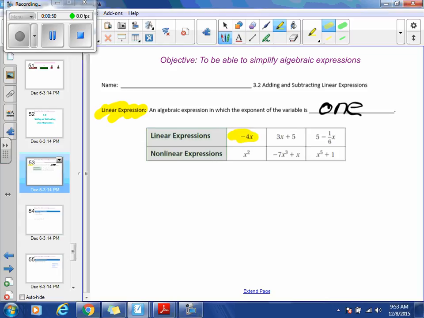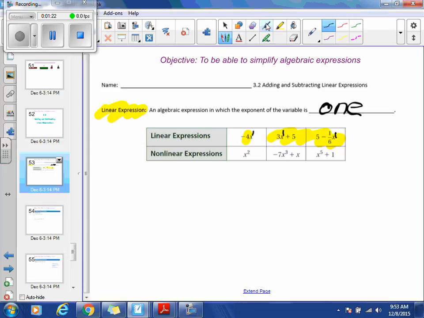So we're going to look at this first example. That is a linear expression because there's only one x. So if we wanted to, we could put a little exponent of 1 on this x, right? If you see a variable with no exponent, you can assume that its exponent would be 1. Same with this one right here. X has an exponent of 1, x has an exponent of 1. So those are all linear because the variable has an exponent of 1.